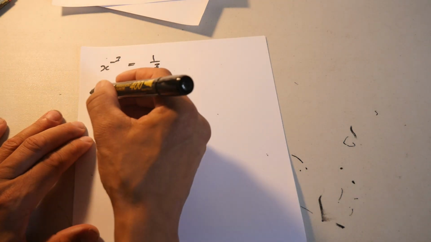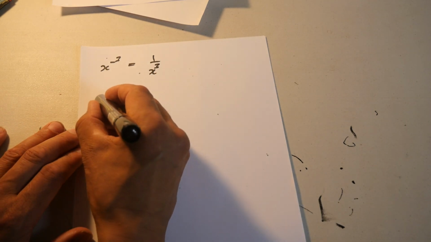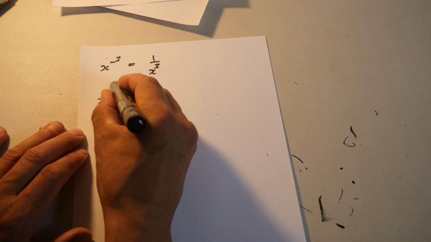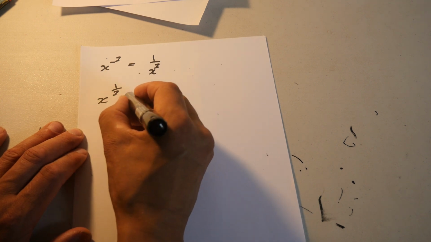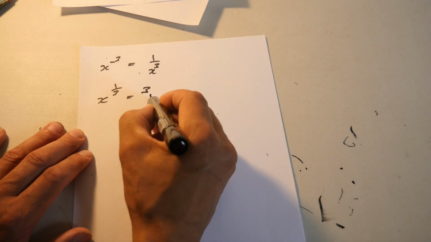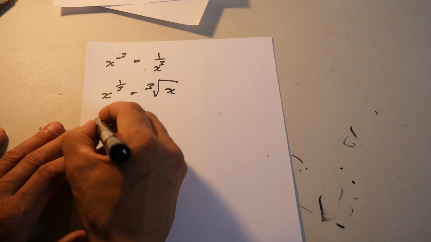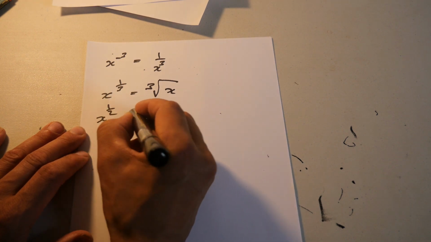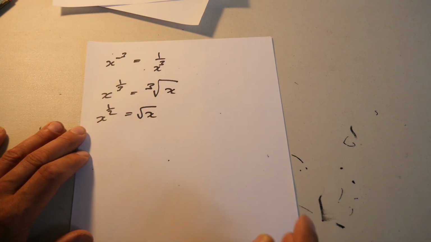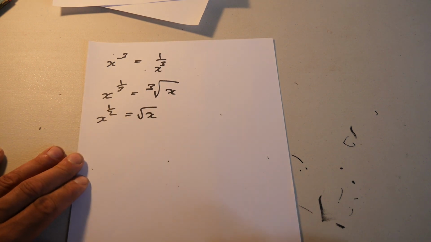What's the next one? If you have x to the 1 over 3, that's actually equal to the cube root of x, okay? And x to the half equals the square root of x. Okay? You don't actually put the 2 in, you just write it as a square root sign.